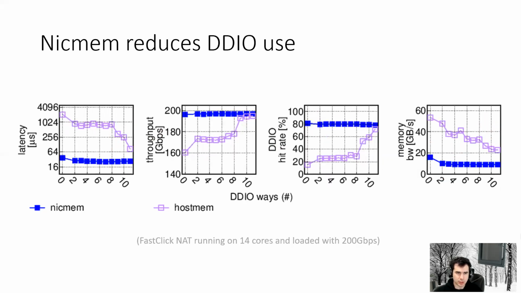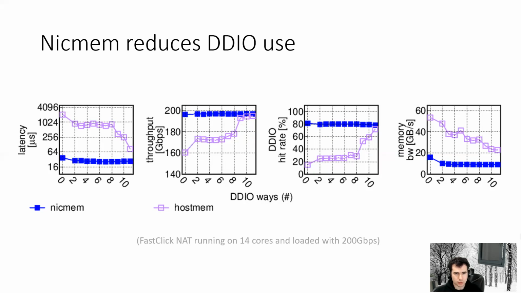Now let's take a look at DDIO. So we repeat the experiment from the scalability slide, from the previous slide, where we ran FastClick. Now we run it on 14 cores, which was the maximum. And again, load it with 200 gigabits per second. And we vary the number of DDIO ways exposed to the application.